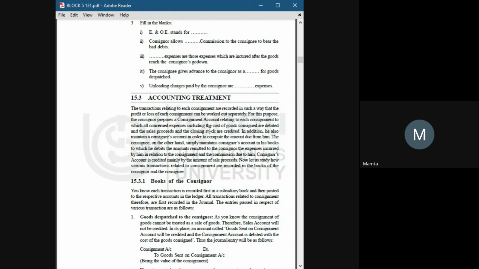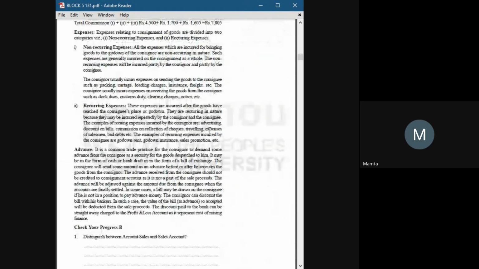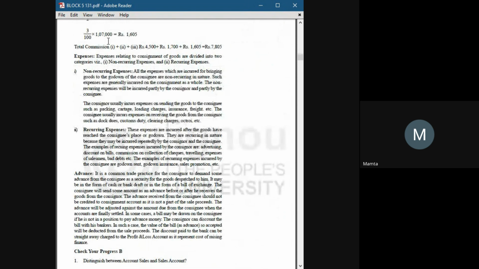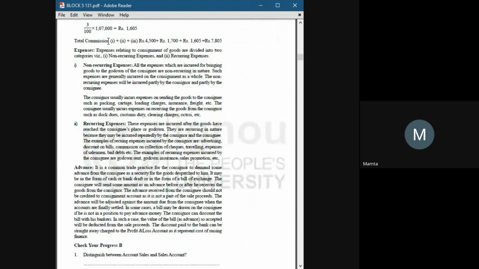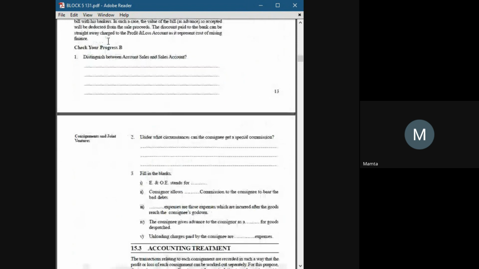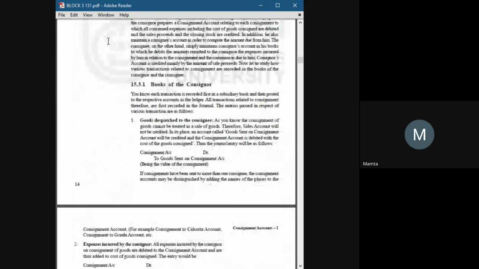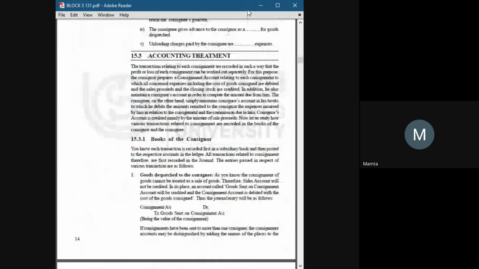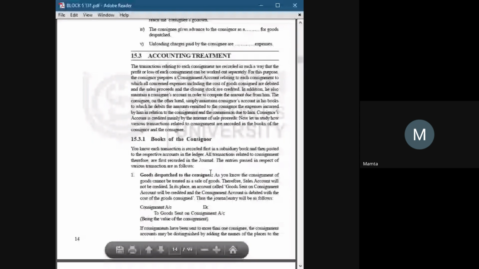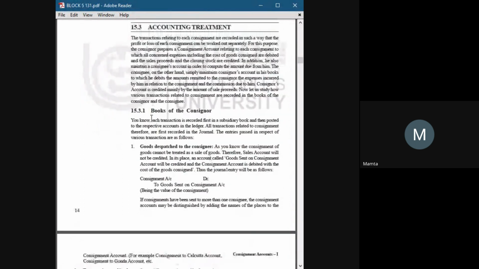In our last class, we completed non-recurring expenses and recurring expenses. Now we will be doing accounting treatment. Today we will learn how the consigner and consignee record all the transactions in their books of account. So first we will go with the books of consigner.